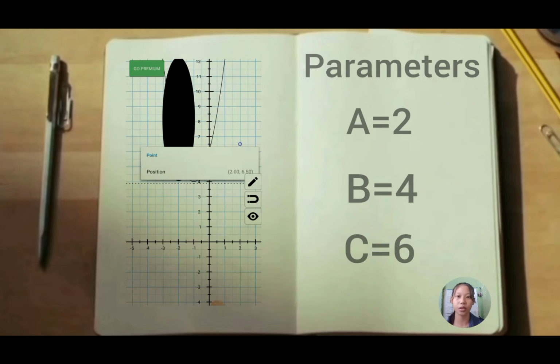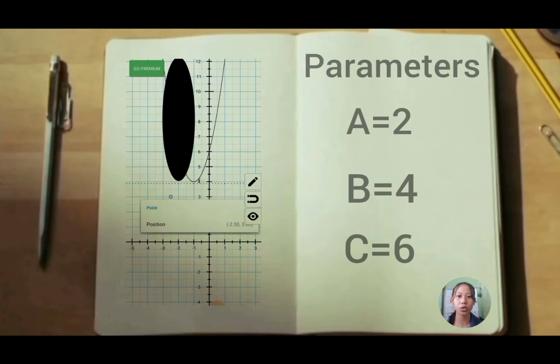So that's it. That's how the geometry part works. So now it's your turn to try this mathematical tool.